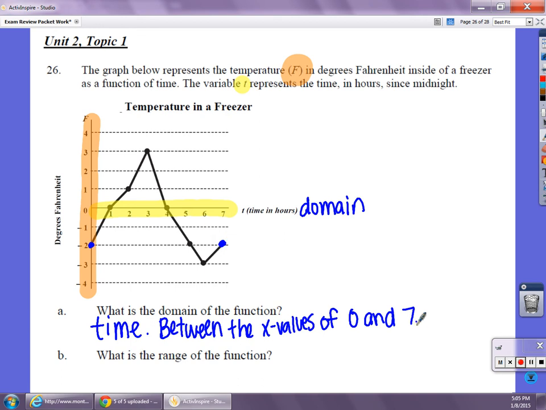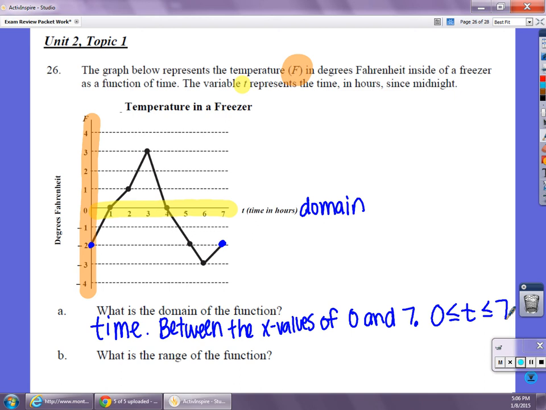I show that in words because sometimes we forget the notation, and I want you to feel comfortable writing it out on your exam. But I'm also going to show you the notation for that. We're going to say that our values of t fall between 0 and 7. So 0 is less than or equal to t, and t is less than or equal to 7. That's how we're going to write it in a more mathematical way.